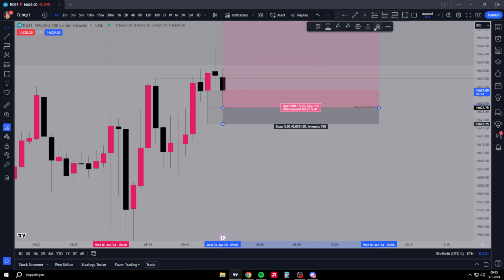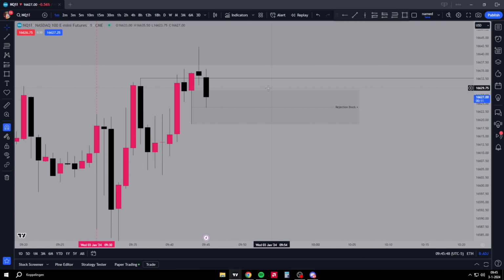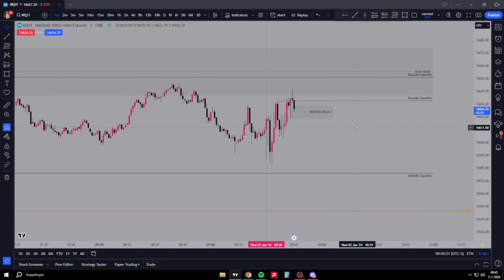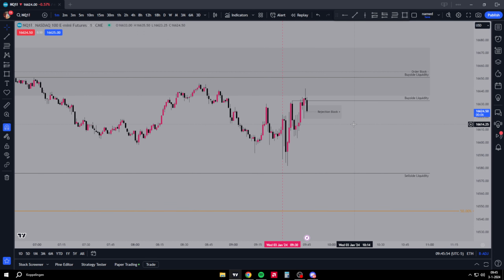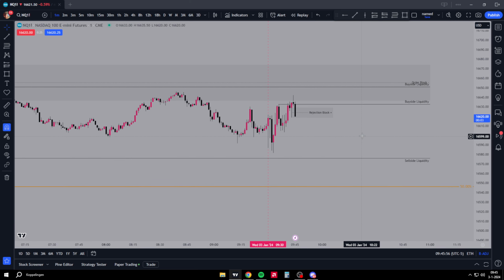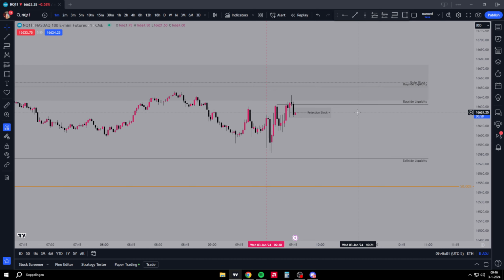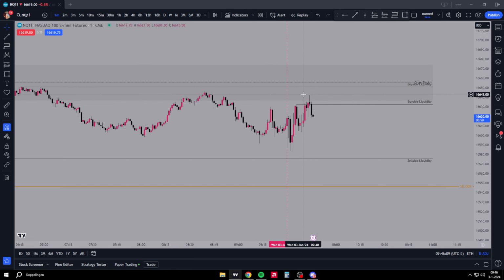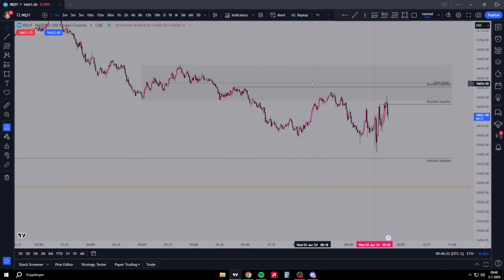Rejection block. It's just beautiful. Or is it? It isn't. It isn't beautiful. Now, let's see us go higher still. Maybe news could tap us into this buy side.